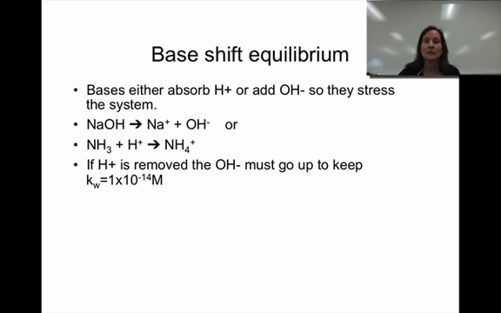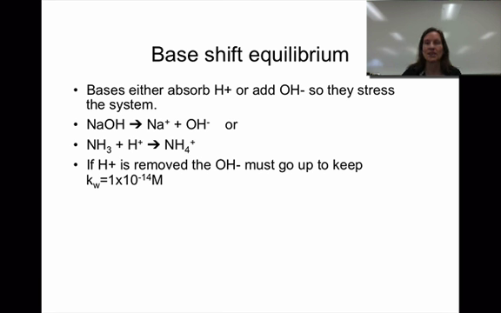If we want to talk about a base shift in equilibrium, what you're doing is putting something in that either increases the concentration of OH- by dissociating, or, based on our Bronsted-Lowry definition, takes away the H+. Okay? And if you're going to manually take away the H+, the OH- must go up in order to undo what you did, right? So in either case, you're increasing the concentration of OH-, whether by removing H+ or physically adding OH- to solution.